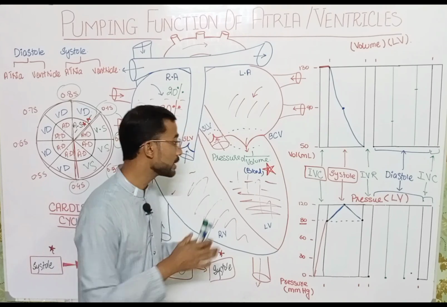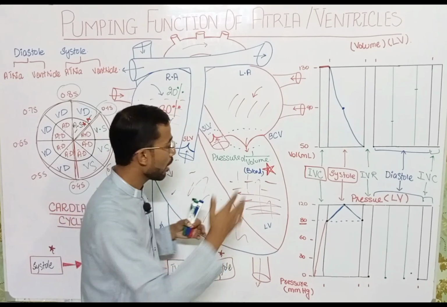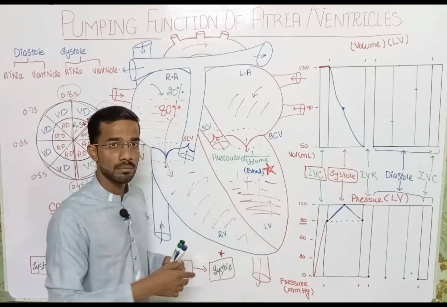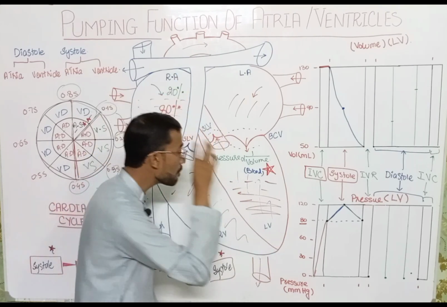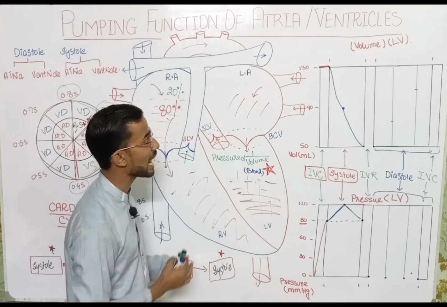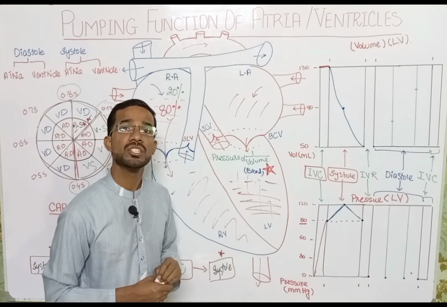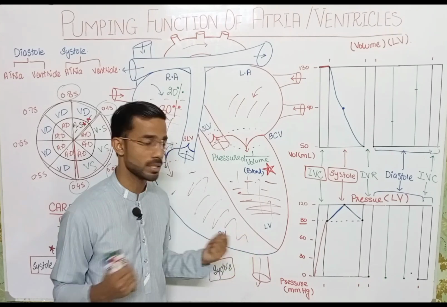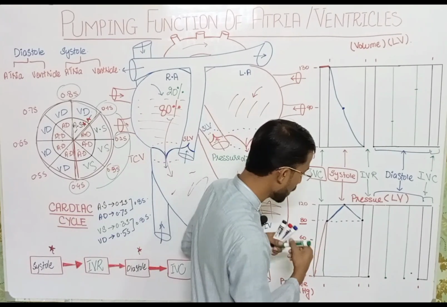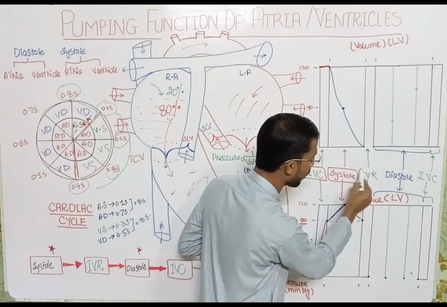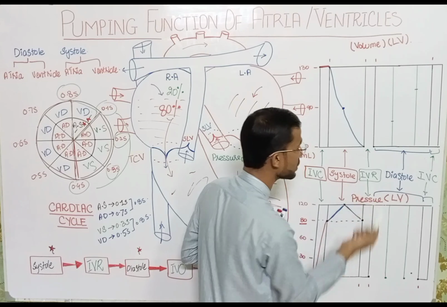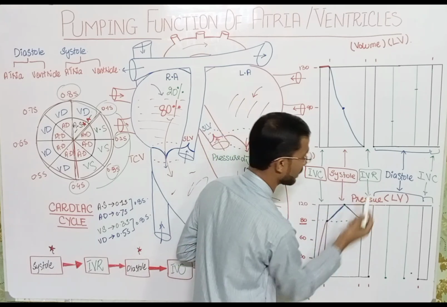Keep in mind that someone may say that all the blood present in the left ventricle moves into the aorta. This is wrong. Some amount of blood will remain in the left ventricle, which is actually called the end systolic state, which we have discussed. Now, if you see here, this is the IVR, which is the isovolumic relaxation.